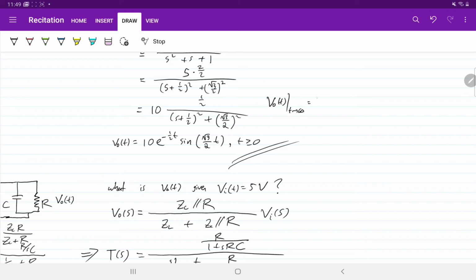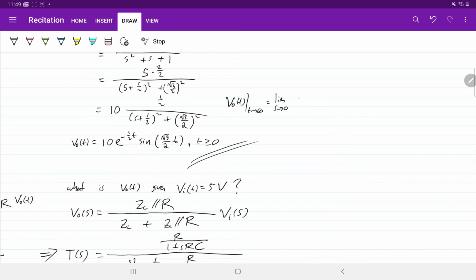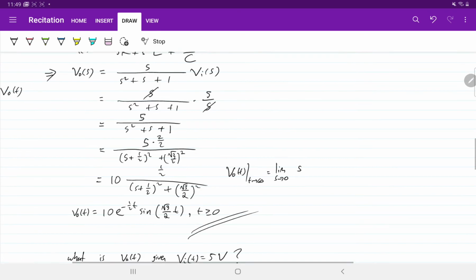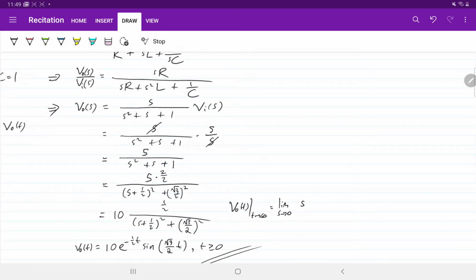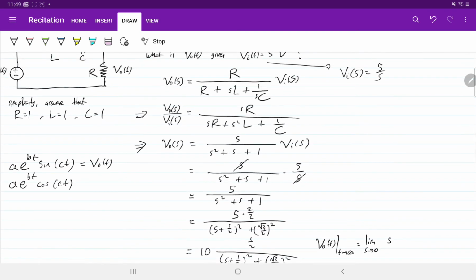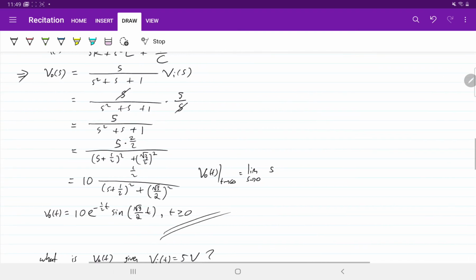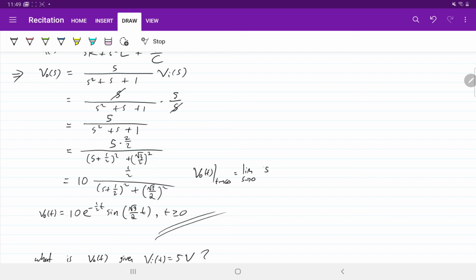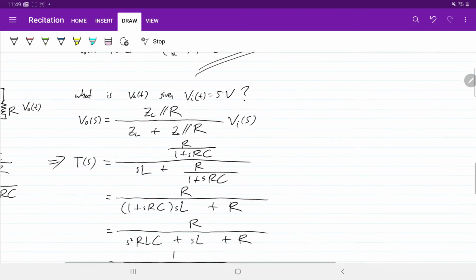v0 of t at t infinity is limit s approaching 0 of s times v0 of s, which is this term right here, s times 5 over s squared plus s plus 1. But since s is approaching 0, then this is 0. Okay, so that makes sense.